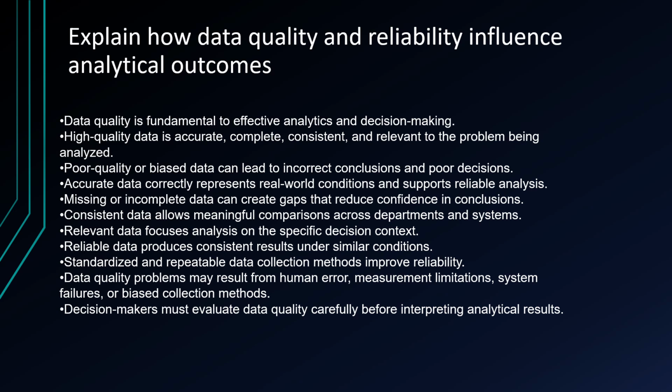Data quality problems can emerge from many different sources. Human error is one of the most common causes. Individuals may accidentally enter incorrect information, omit important details, or misunderstand reporting procedures. Measurement limitations can also reduce quality. Sensors, surveys, and automated systems are not perfect and may introduce inaccuracies into datasets. System failures and biased collection methods can further weaken reliability over time.